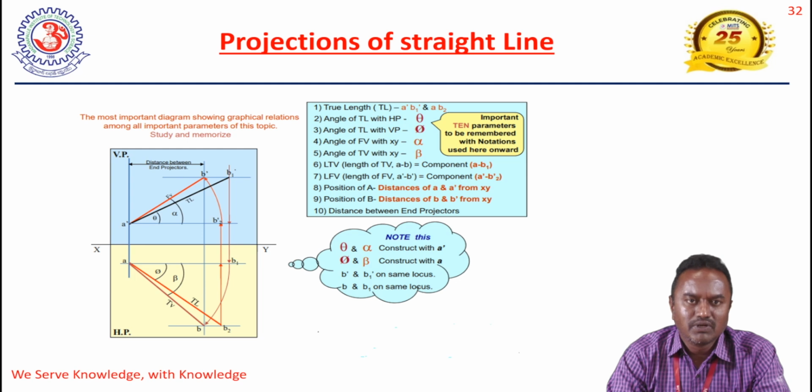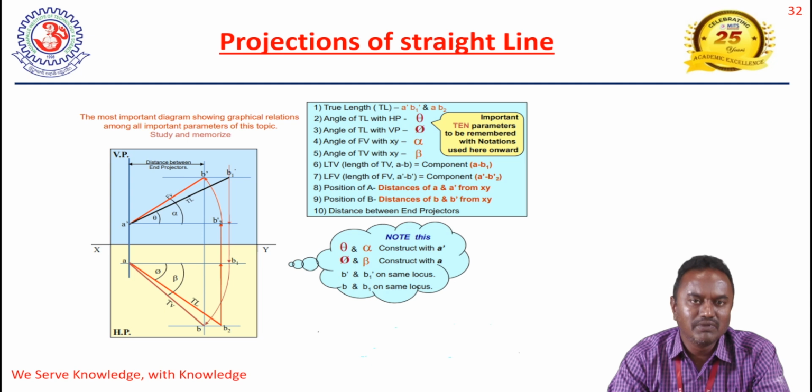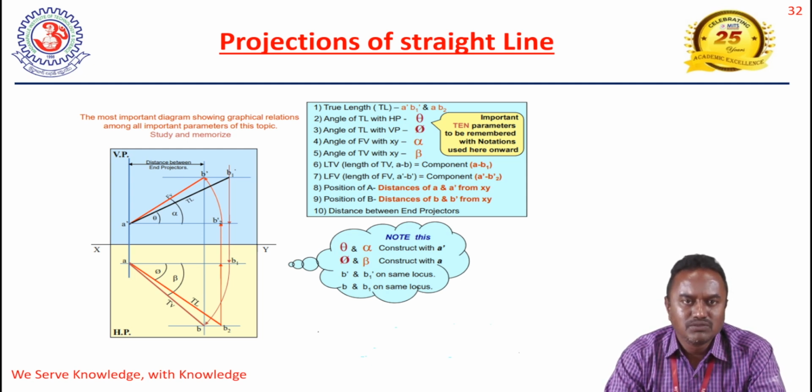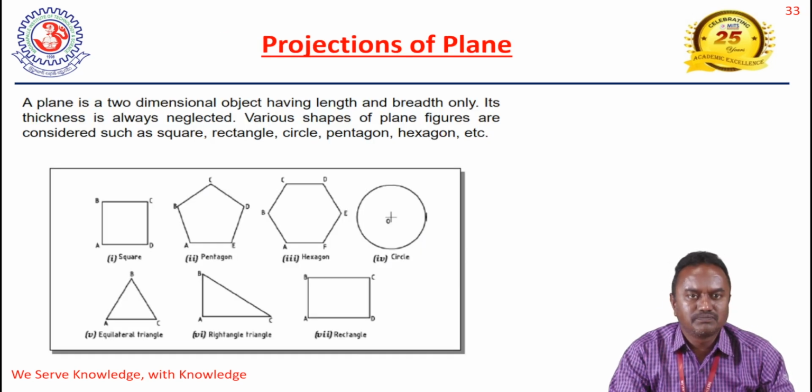And one important point here is that we need to know the difference between alpha, beta, theta, and phi. First, alpha is the inclination of the front view with the HP. Theta is the inclination of the true length with HP. In the same way, beta is the inclination of the top view with VP, and phi is the inclination of the true length with VP. So these four are very important: alpha, beta, theta, and phi. We need to clearly understand these four angles.